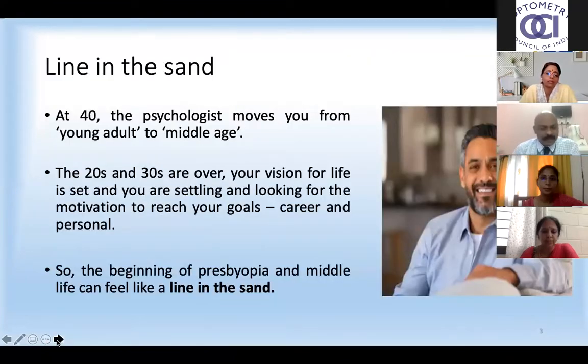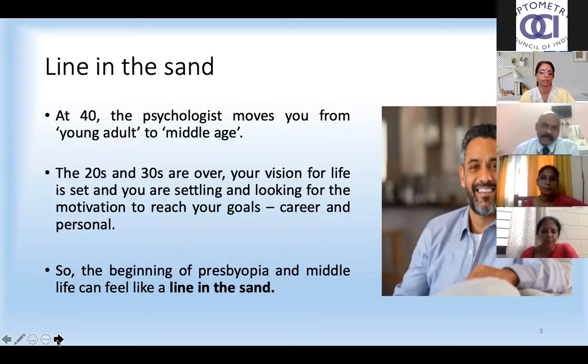So psychologists move you from a young adult to middle age at 40. Middle age is something where there is a lot of apprehension, and psychologists divide this into two parts. The first part they call accumulation, and the second part they call edit.